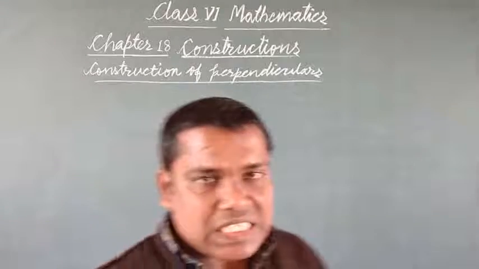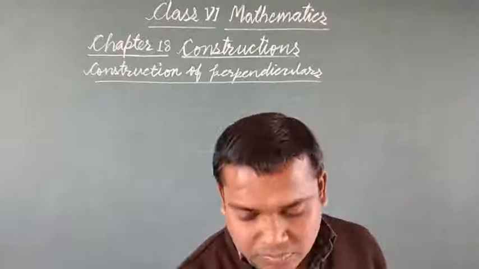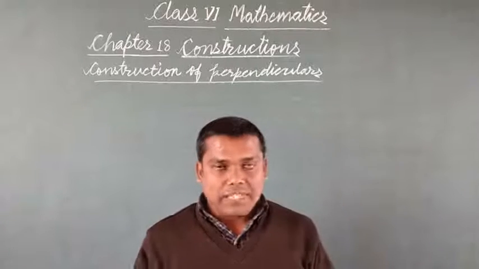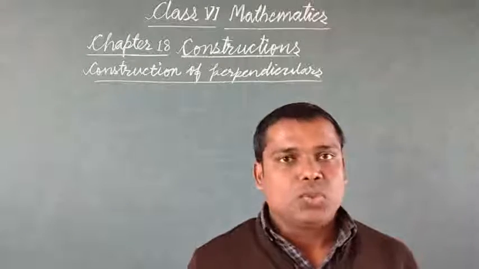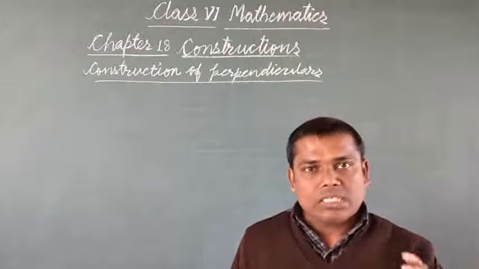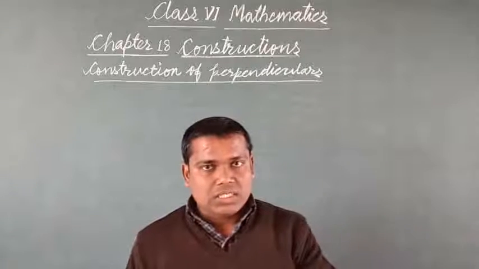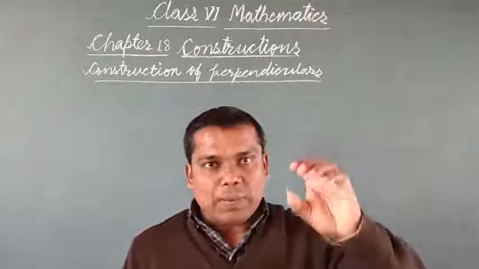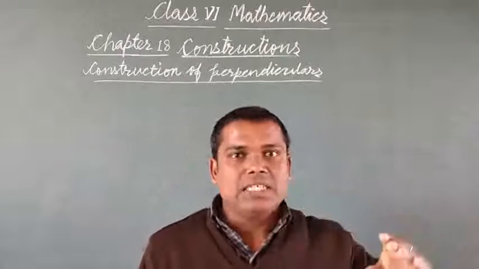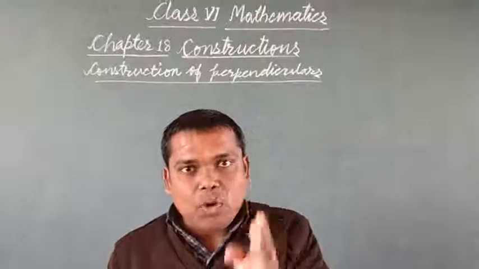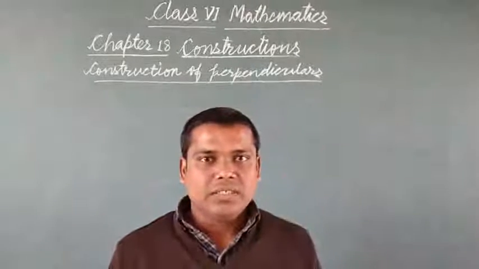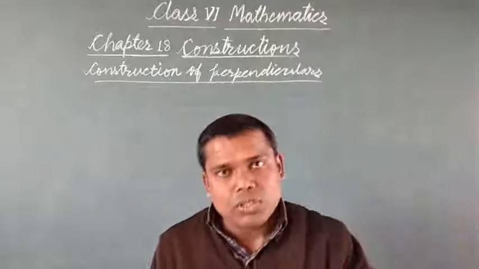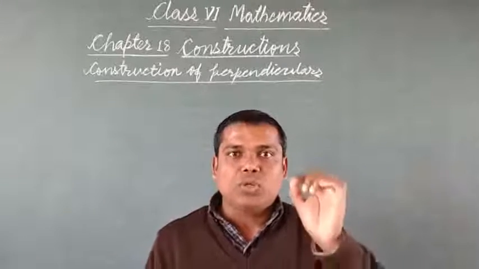You can draw the construction of perpendicular with the help of a set square and with the help of a compass also. You have to learn the different conditions to draw the perpendicular. First, we can draw a perpendicular on a given line and a point on the line. Means if a line is given and a point on the line is also given, and on that point we have to draw the perpendicular.